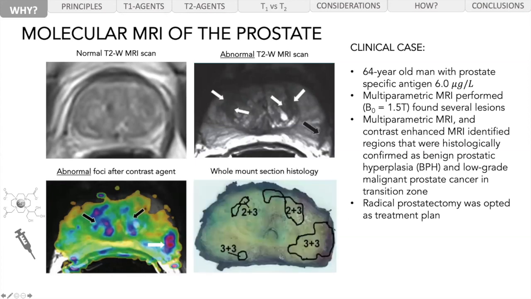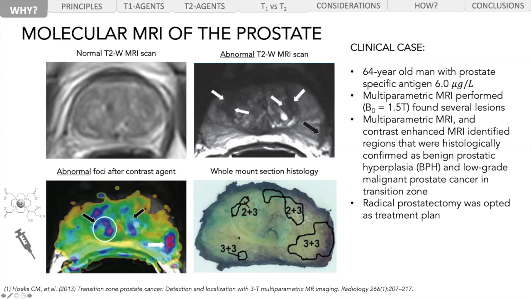With this prostate, we can actually validate the imaging findings with histology. As you can see here, most of the lesions identified with MR were indeed low-grade cancer. But there were some lesions that, although they showed as hypervascular or hyperintense in the MR, in histology were more likely than not benign prostatic hyperplasia.